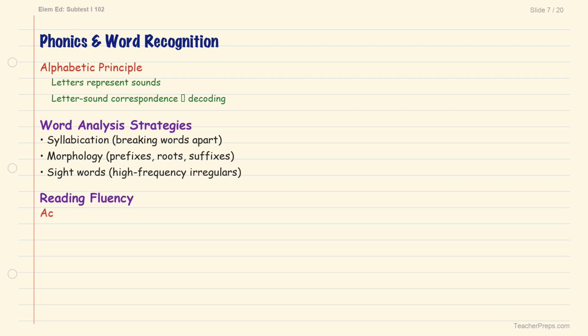Reading fluency has 3 components you must know: accuracy, rate, and prosody, which is reading with appropriate expression. Strategies for building fluency include repeated reading, choral reading where the class reads together, and reader's theater, which builds expressive reading through performance.